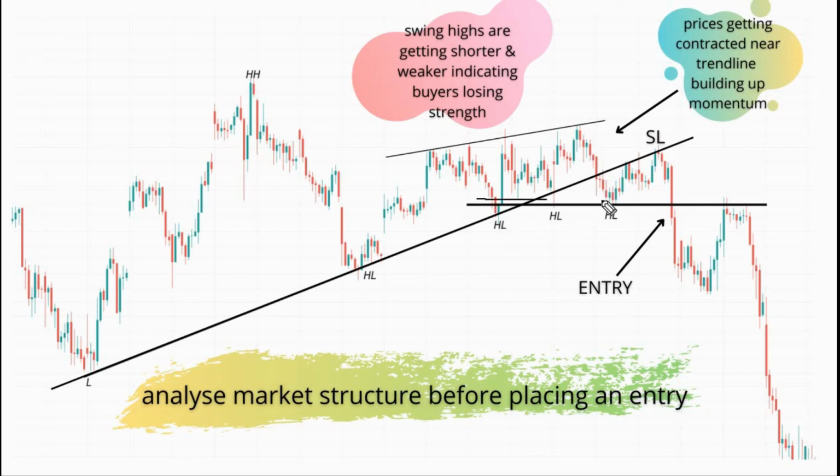Again buyers tried to defend this level and again pushed the prices towards the upside, but what happened? They failed to cross the last major swing high, which is an indication that buyers are not very strong in this uptrend. So we could now look for a potential sell setup. Enter here, stop loss here, and see the huge downside momentum after that.